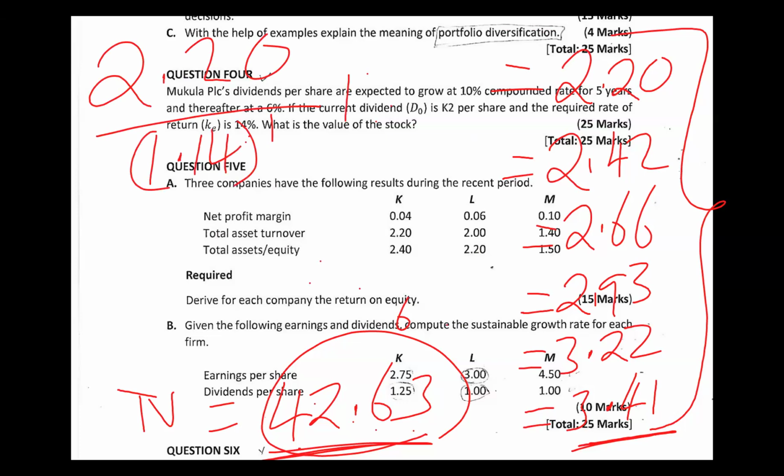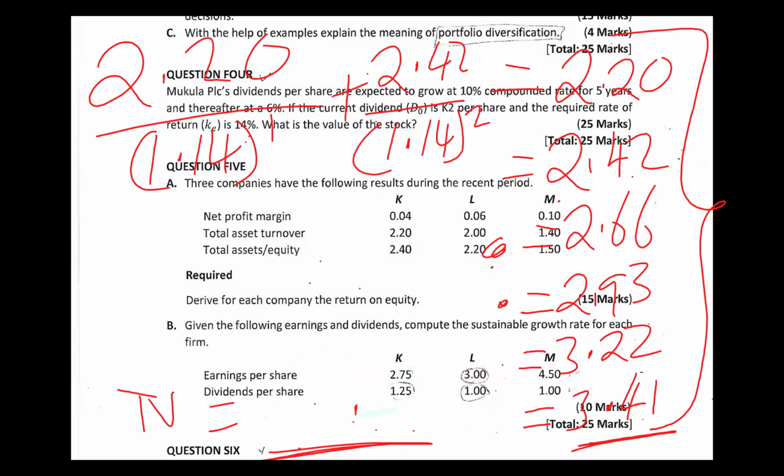plus the next one, 2.42, in the second year, so 1.14, 14%, to the power 2. And you go on, this one will be to the power 3, this one to the power 4, to the power 5. Let's go ahead and deal with them. So the next one will be what?